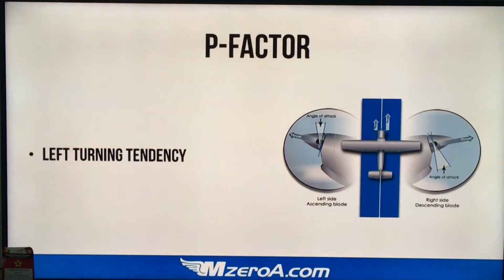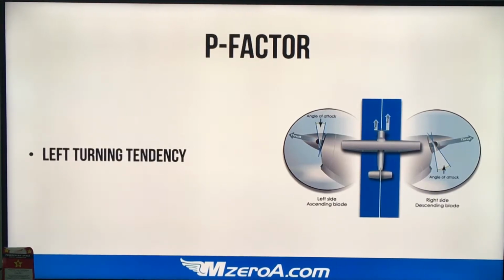Let's talk for a second now about P factor. P factor, propeller factor, is what it's called. It's a left turning tendency. Now, as we get into more commercial pilot stuff down the road, if that's the route you want to go, we're going to dive deeper, obviously, into aerodynamics. But for the private pilot level, here's what you need to understand. Look at that image on the right side of your screen there.